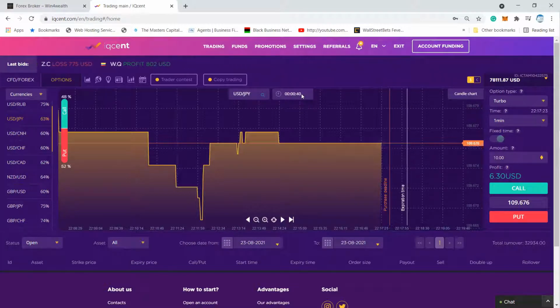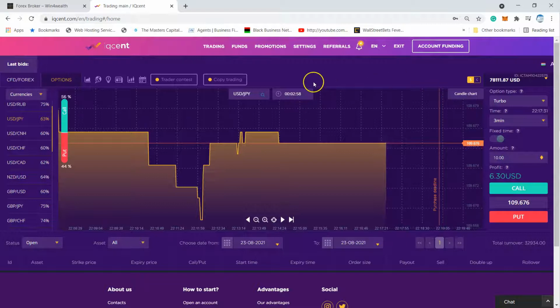Fixed time off means that you could have it at half the time of what you set it up for. Let's look at 3 minutes. If we set this as 3 minutes and it's fixed time off, you're going to start out at 3 minutes. Now this clock is going to go all the way down to 1 minute 30 seconds. So you can get a 1 minute and 30-second trade if you want it at that point, or anywhere between.